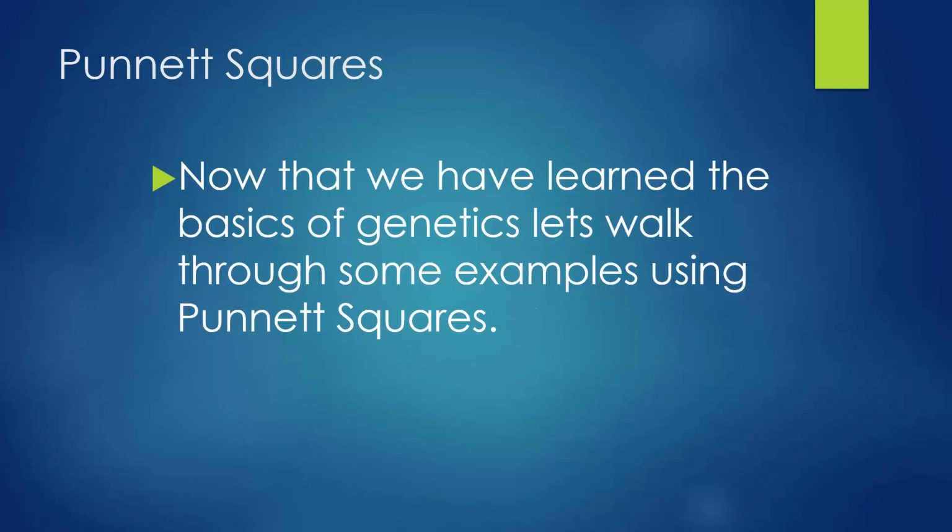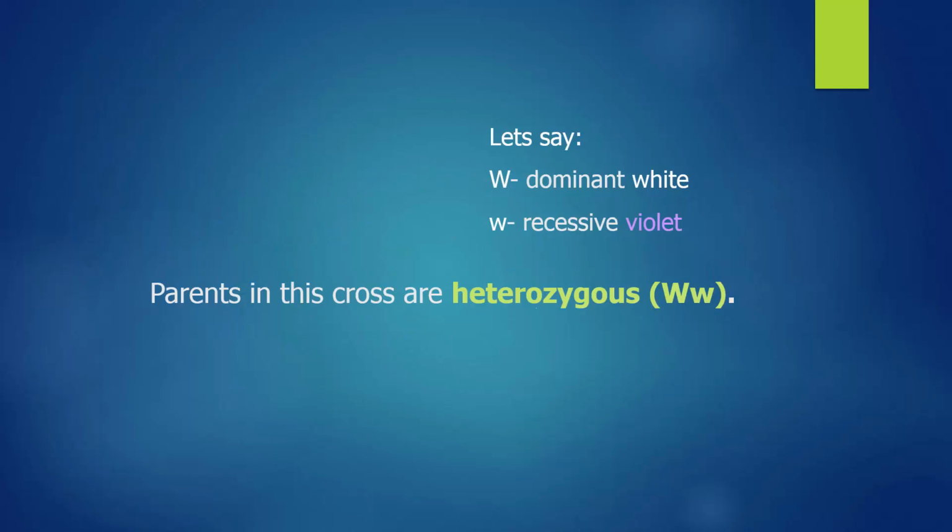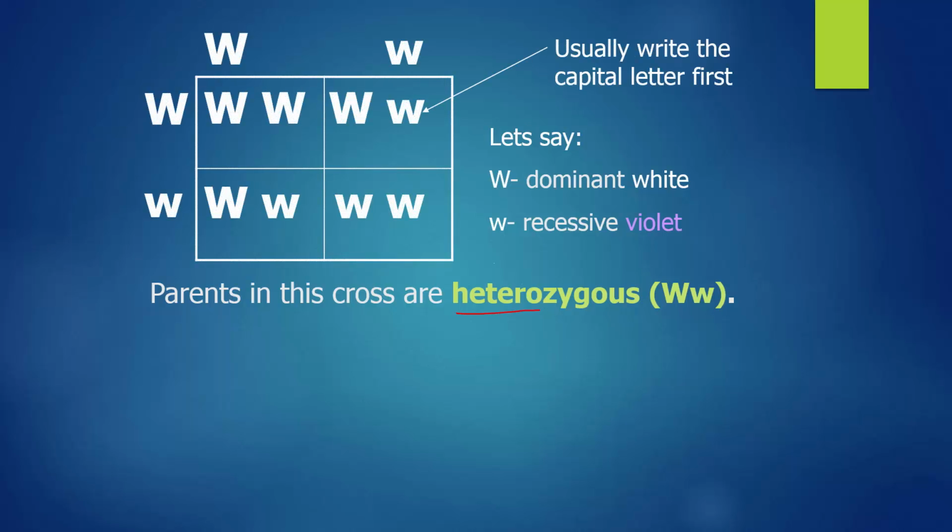So now that we have learned the basics of genetics, let's walk through some examples using our Punnett squares. So let's say we have a dominant white allele and a recessive violet allele. So the parents in this cross are going to be heterozygous. So each parent is capital W, lowercase w, because heterozygous means different letters. So in our Punnett square, you can see we have a capital W and a lowercase w, a capital W and a lowercase w. So our capital W gets filled in here and here, and our lowercase w gets filled in here and here. This capital W then gets filled in here and here.